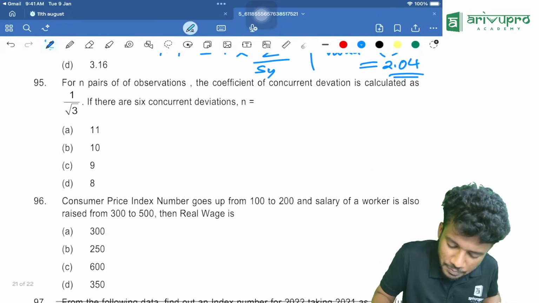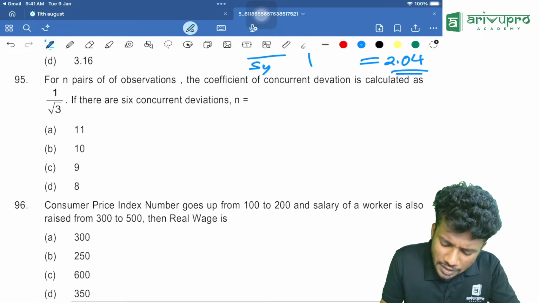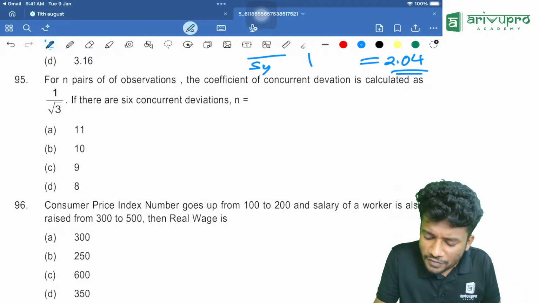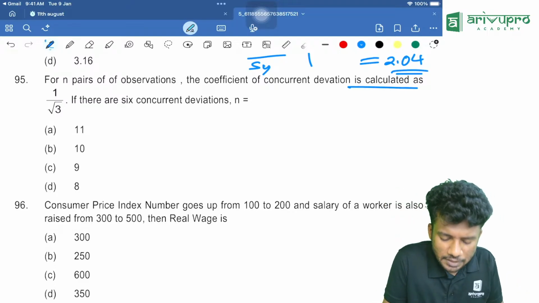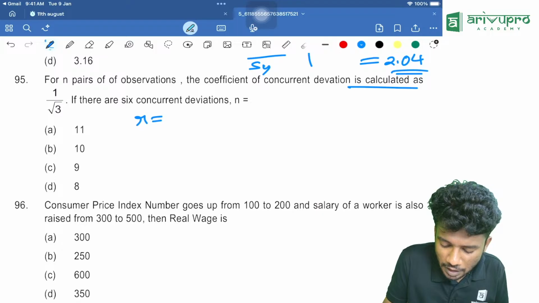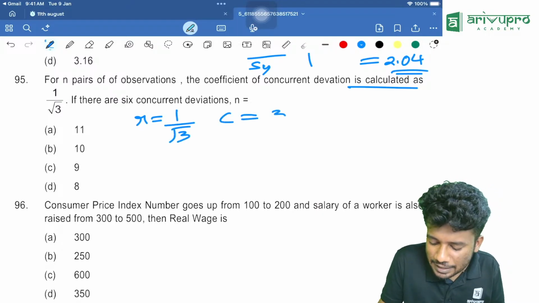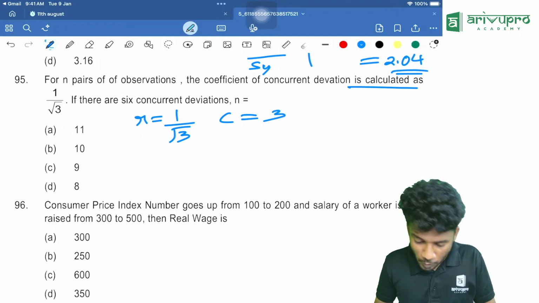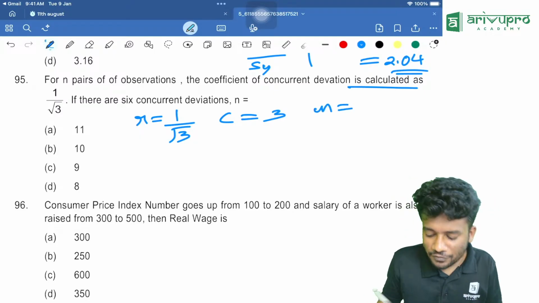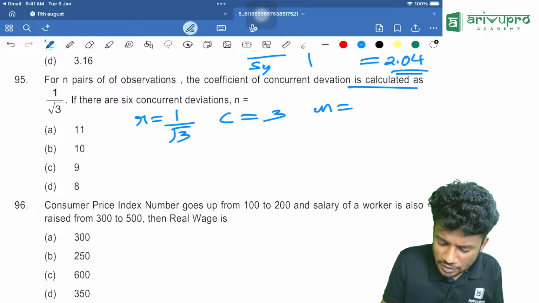Now, for n pairs of observation, the coefficient of concurrent deviation is calculated as 1 by root 3. That means the R value is 1 by root 3. Then there are 6 concurrent deviations, that means C is equal to 3. Then we need to find the value of n. How to find the value of n? First of all, what is the formula?